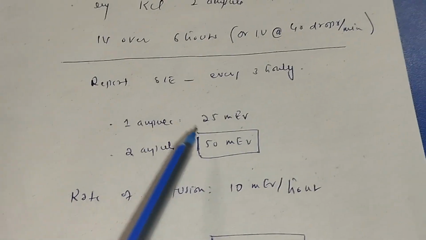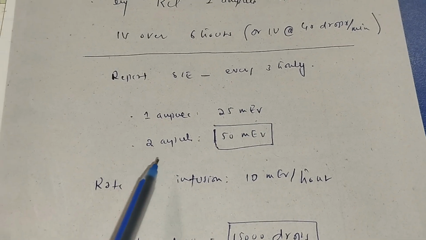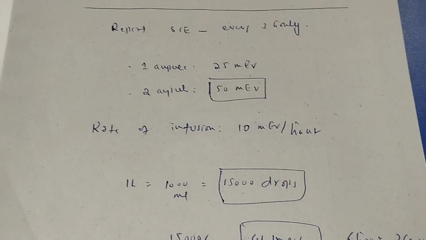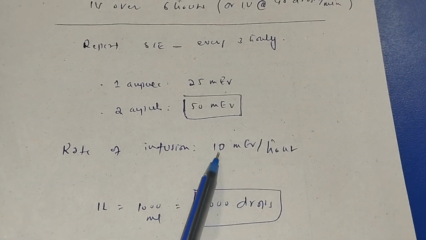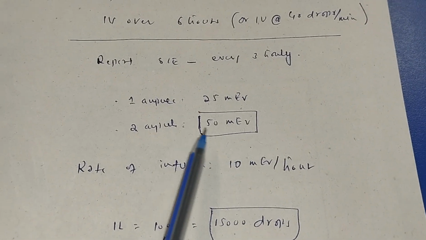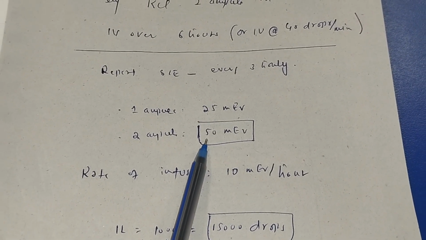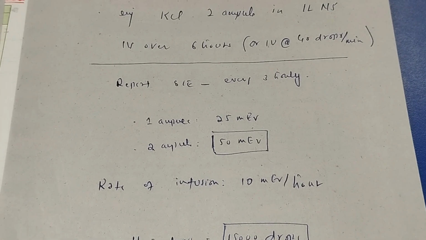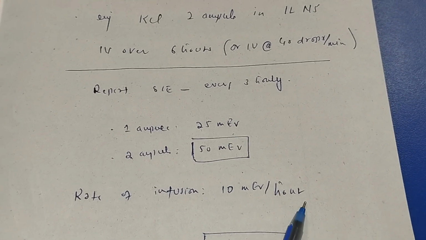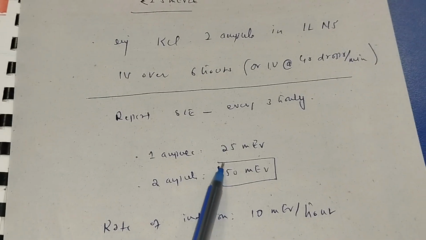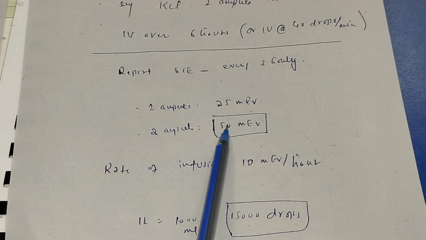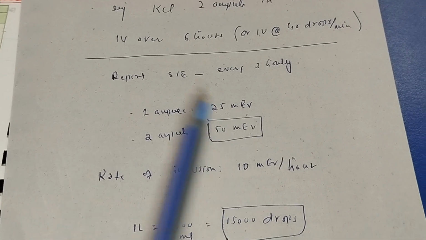The 1 ampule of KCL contains 25 MEq of potassium. So the 2 ampules will contain 50 MEq of potassium. Now the rate of potassium infusion is 10 MEq per hour. If we want to give the 2 ampules of potassium, it means the 50 MEq we are going to give to the patient, but the rate will be 10 MEq per hour. It means we will give this most probably in 5 hours, but for safety we will complete this 50 MEq in 6 hours.